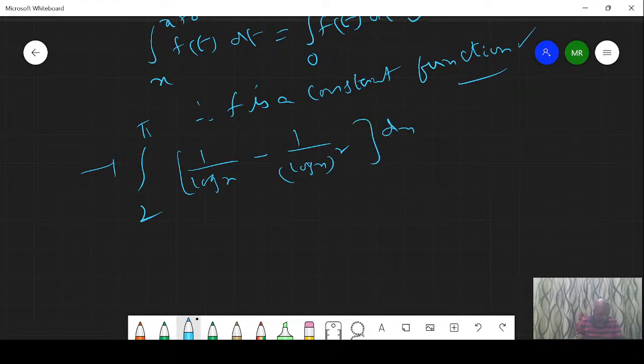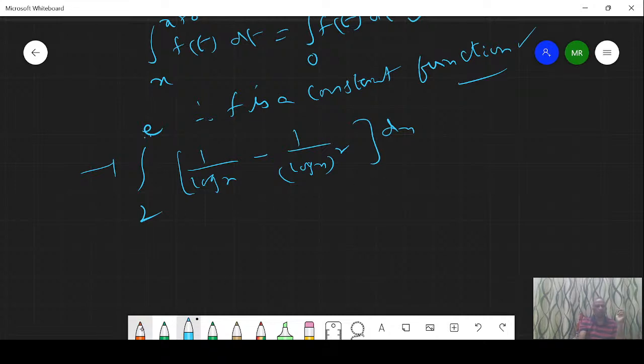Not 2 to pi, but this is 2 to e. Integral 2 to e, 1 by log x minus 1 by log x whole square dx is given. So when they are given, this is the problem.